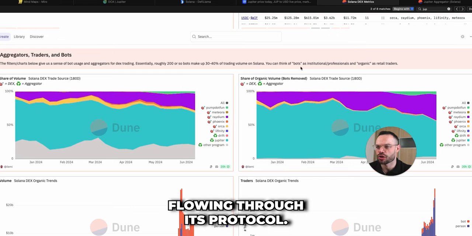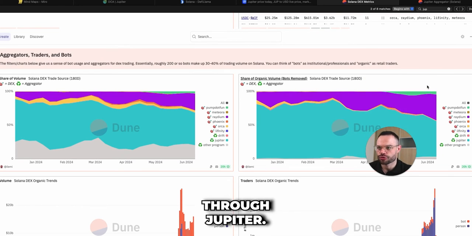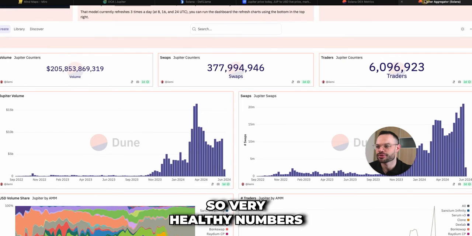Again, we can see the share of organic volume as well when we remove bots. A huge amount of organic volume in terms of overall percentage is going through Jupiter. So very healthy numbers that we're seeing here.